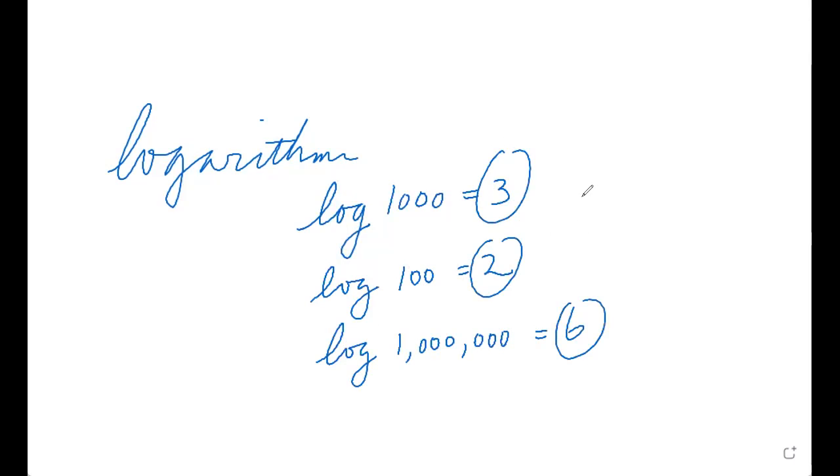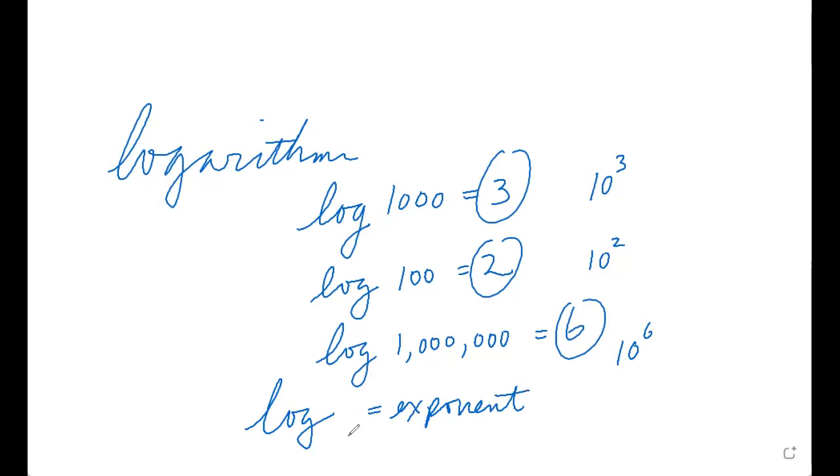Yeah, you're right. Those are exponents. So this is really 10 to the third power. This is 10 to the second power. This is 10 to the sixth power. So it's not that difficult, right? Log of something is really the exponent.